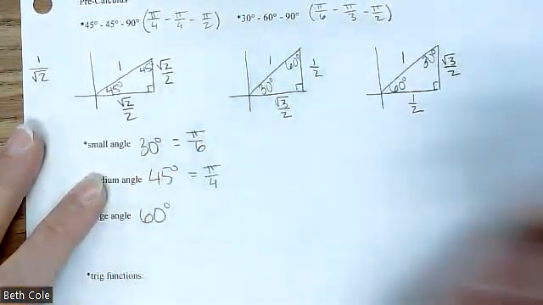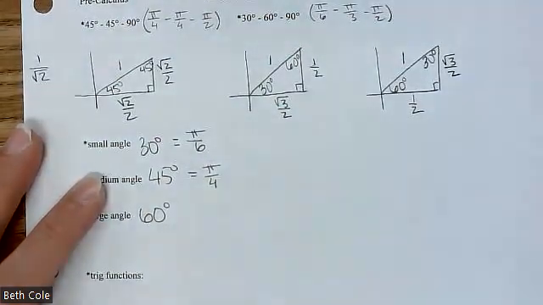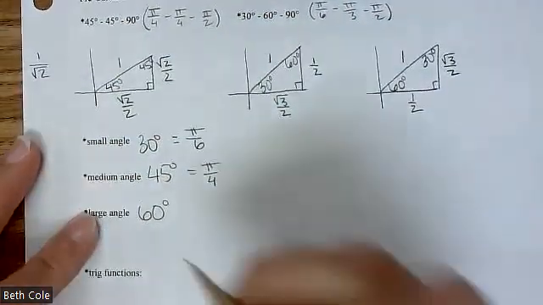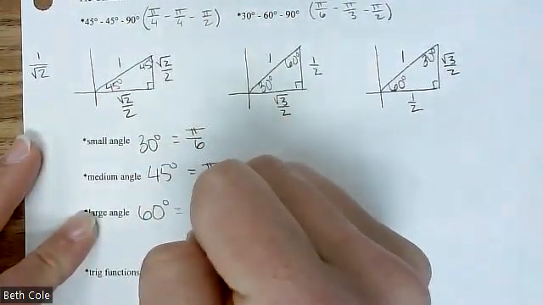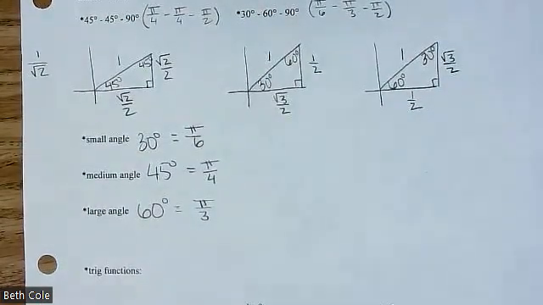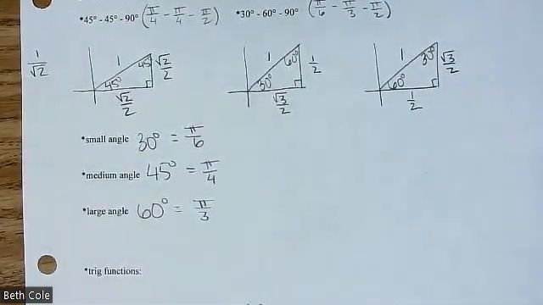45 is pi over 4. Usually that goes okay because that's the one that's halfway in between, like it's a 1/4. And then 60 is pi over 3. If you get a third of a pi, well, I hope you wouldn't eat a third of a pie. That would be a lot of pie. Anyway, that's the larger one, okay?